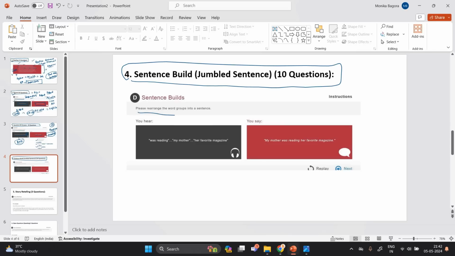Okay. Please rearrange the word group into a sentence. Was reading my mother her favorite magazine. So, my mother was reading her favorite magazine. This is the answer. Okay.